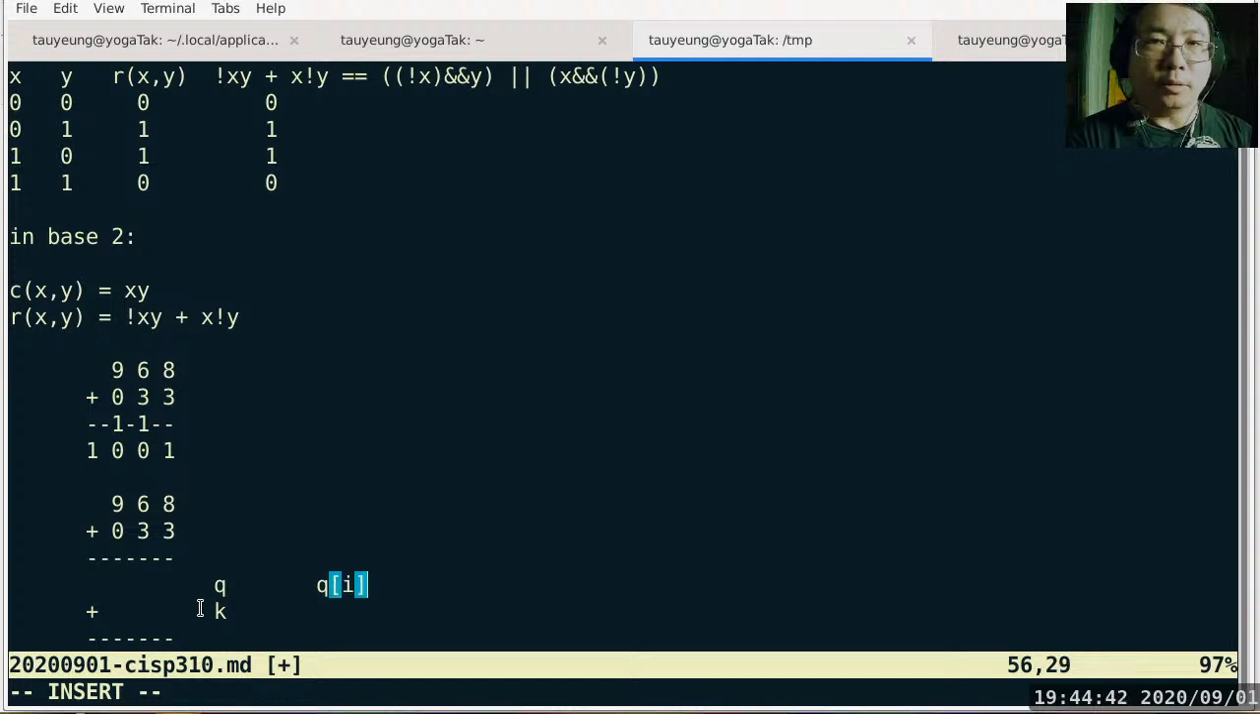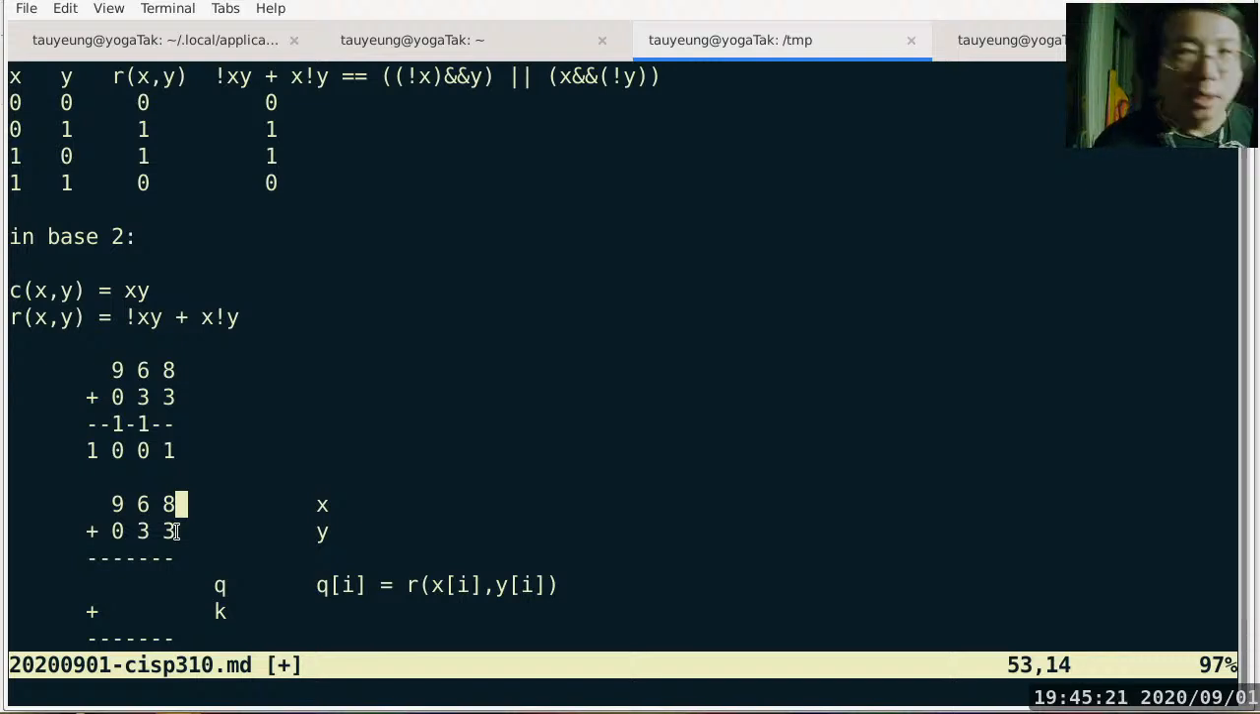Digit i of the row Q is by definition just R of x_i, y_i. The first row is x, the second is y, and this is row Q, and this is how Q is defined. x0 is referring to this 8, x1 is referring to this 6, x2 is referring to this 9, and similarly for the y digits. We got a question coming, so let me read the question and answer that first.